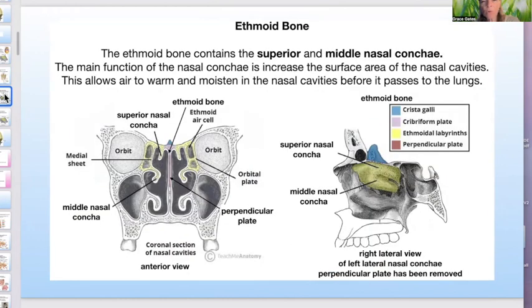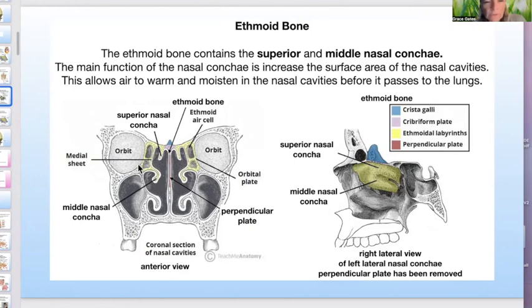The ethmoid bone contains the superior and middle nasal conchae. The main function of the nasal conchae is to increase the surface area of the nasal cavities, and that helps to warm and moisten the air in the nasal cavities before it passes to the lungs.